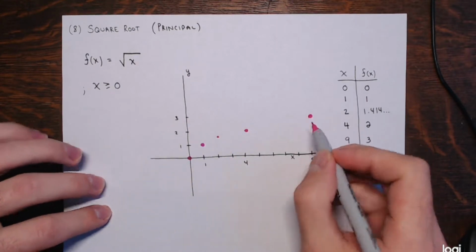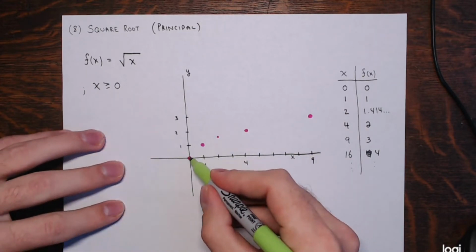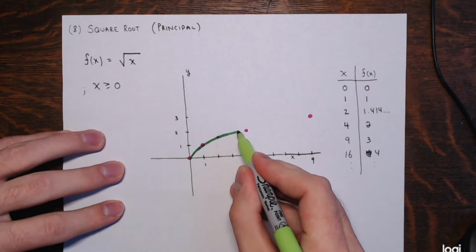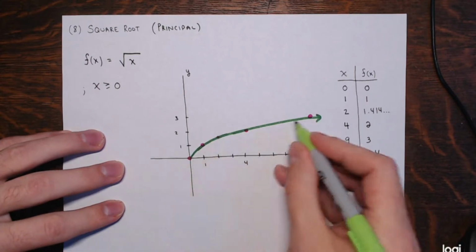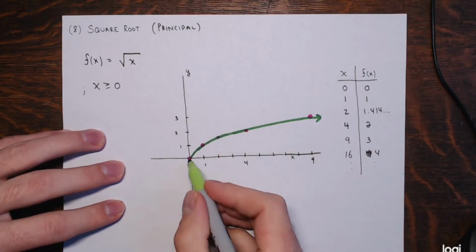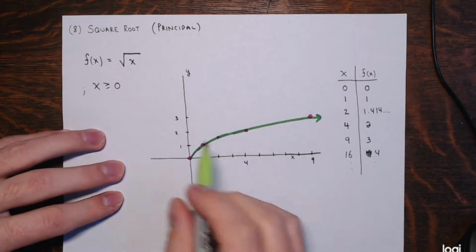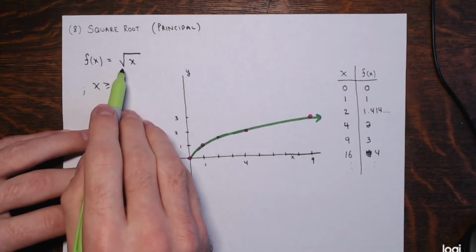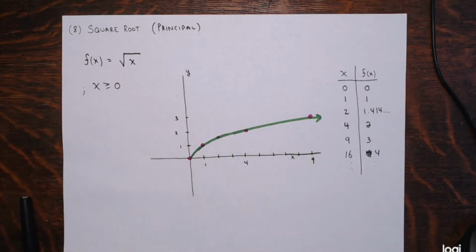And what you actually get is half of a parabola. This is like half of a parabola that's opening to the right. Now, obviously, the other half would be the negative square roots, but we're only asked for the principal square roots, the non-negative square roots, when this symbol is shown. And that's it. Very simple.